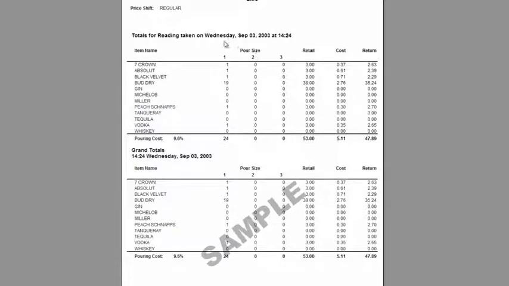This report was taken on Wednesday, September 3rd, and you can see the time right here. This was taken on a regular price shift. Then you'll notice all of our various liquor brands under the item name, and right next to that we have all of our various pour sizes, the amount of pours that were taken for a regular pour, a long pour, and a short pour.